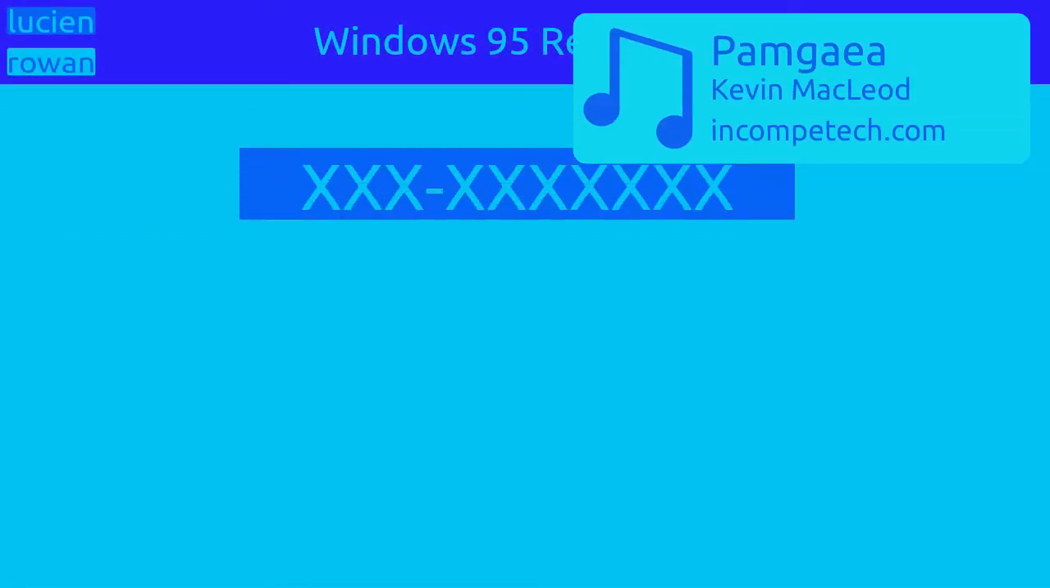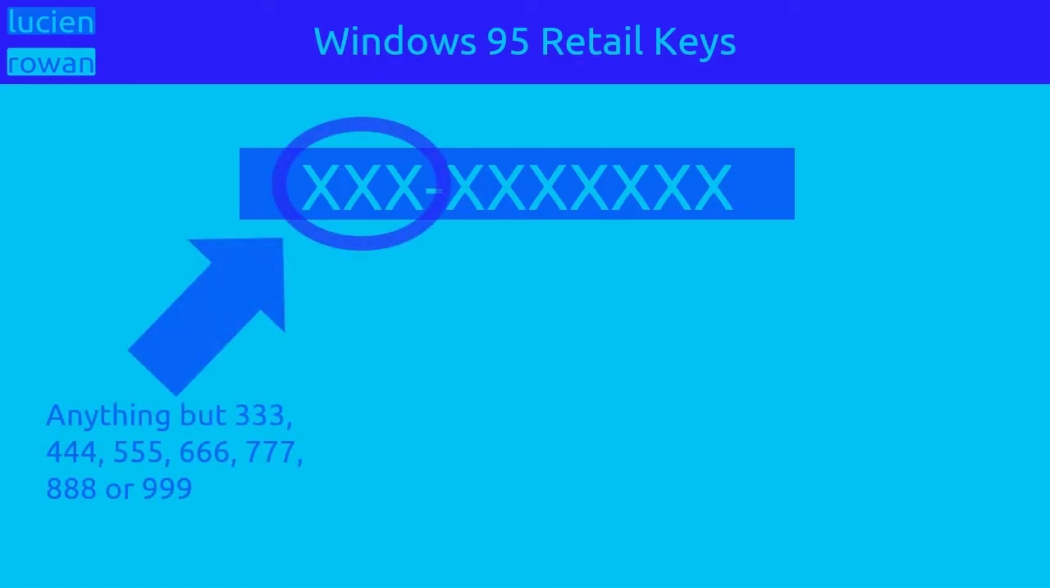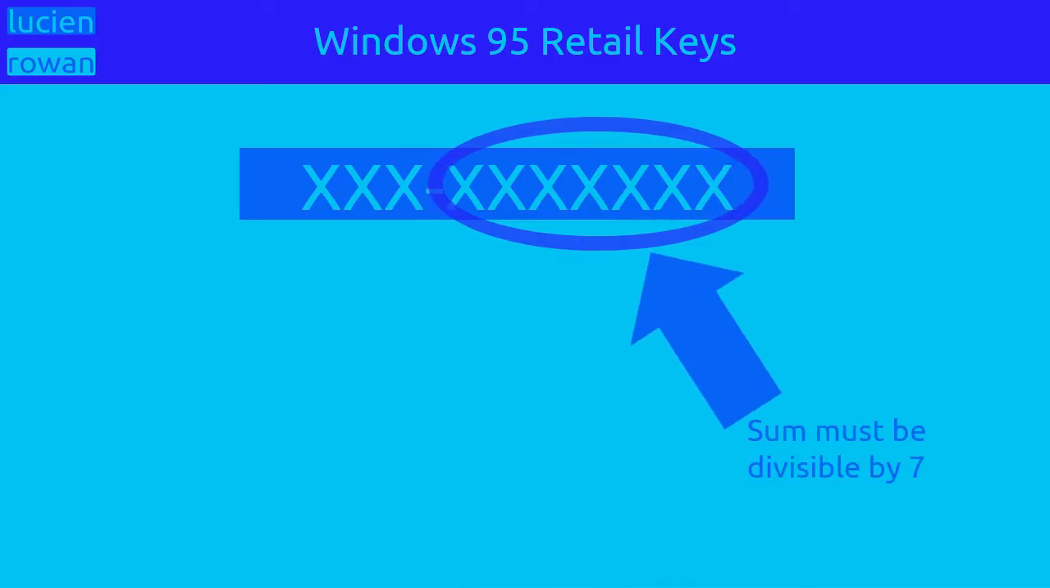Okay, so now to the explanation about the Windows 95 retail keys. We have the first 3 digits and the last 7 digits. Both sections are separated by a dash. The first 3 digits can be basically anything. However, you cannot use 333, 444, 555, 666, 777, 888 or 999. Now about the last 7 digits, you need to sum those 7 digits together, and that sum must be divisible by 7.